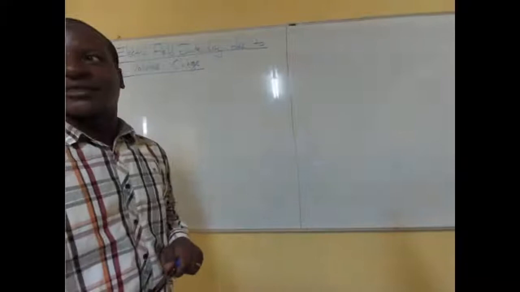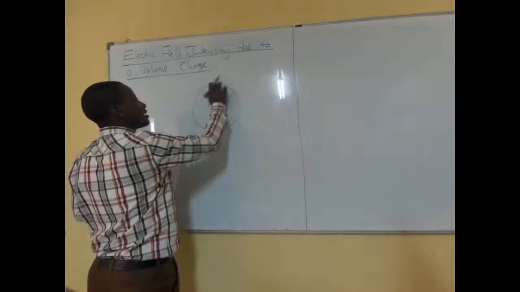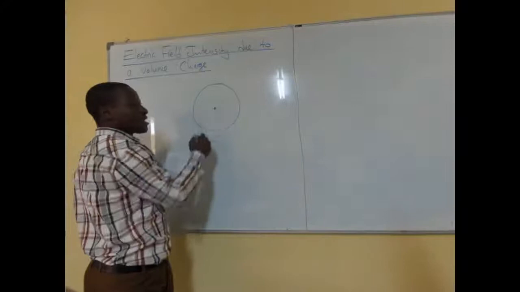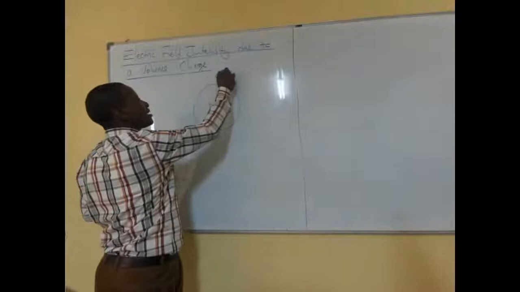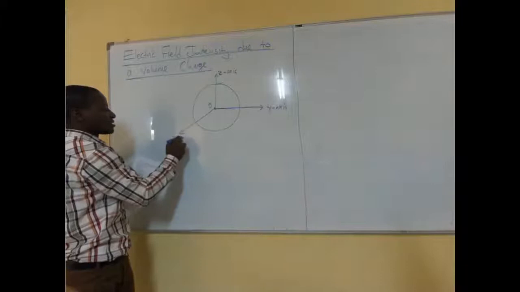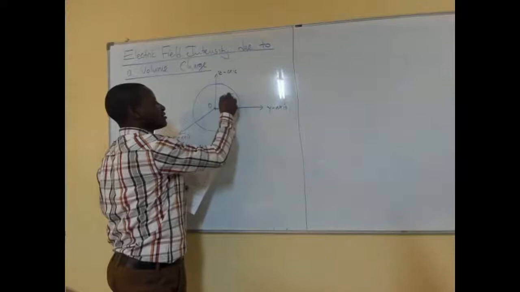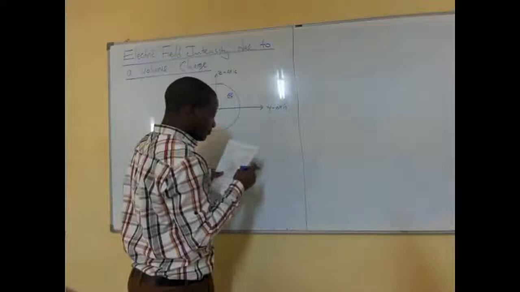All right. Okay, let's put up the diagram and see what we are looking at. So this is our sphere that we are saying is charged. Then we take that to be our origin. We have our Z axis there. Then we have our Y axis. On this side, we have our X axis. Then what is happening is that we are picking a small volume here, which of course we are calling the dV.